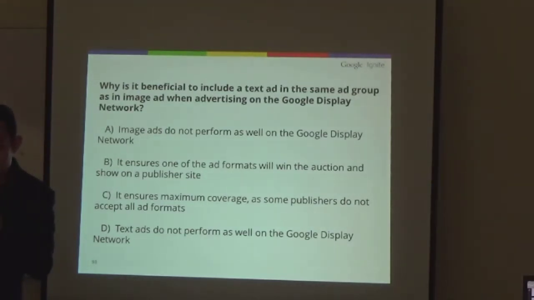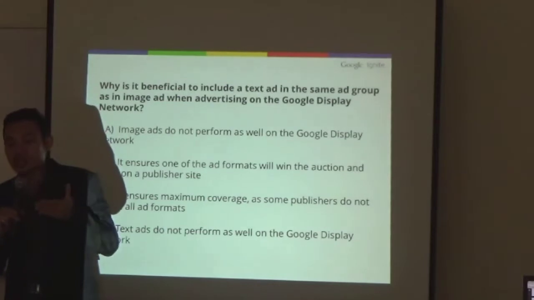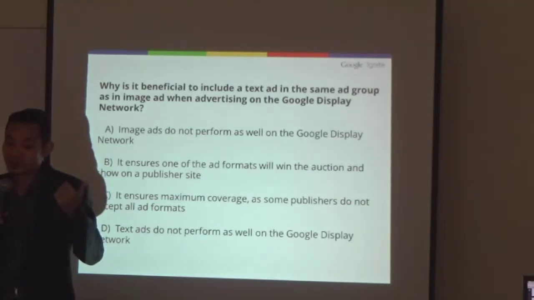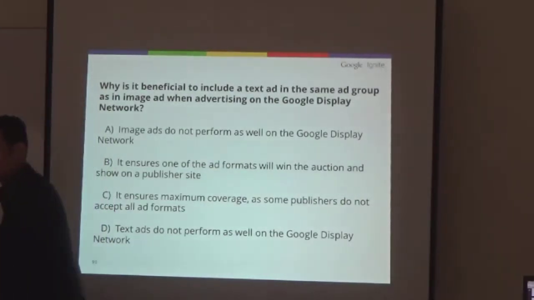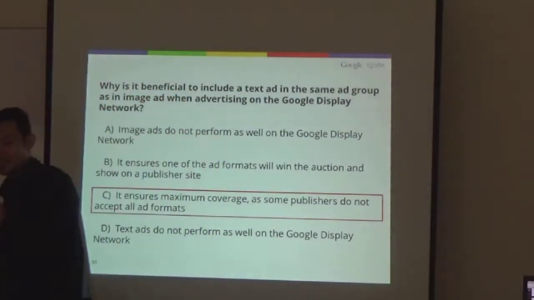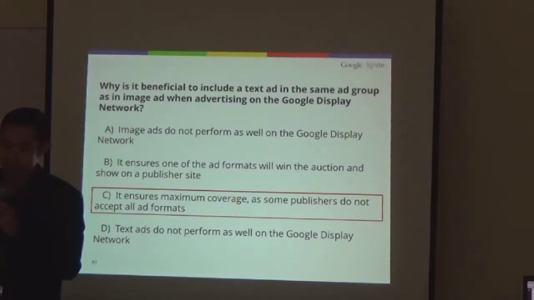It's not about performing well. How about B? To ensure that one of the ad formats will win the auction. True or false? Is it because of that? Is that the reason why Google encouraged advertisers to create a text ad even though they already have image ads? No. How about C? Ensure maximum coverage as some publishers do not accept all ad formats. Yes, I mentioned this previously when I started off talking about the ad gallery, the benefits of text ad, and this is some of the things that might be tested. At least, these are some fundamental understanding about ad text in the display ads as well.